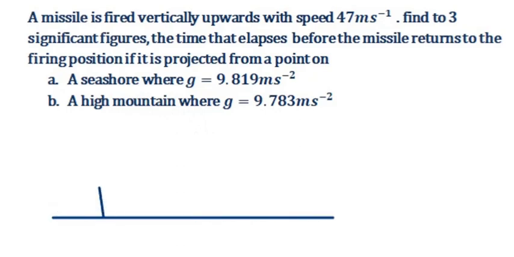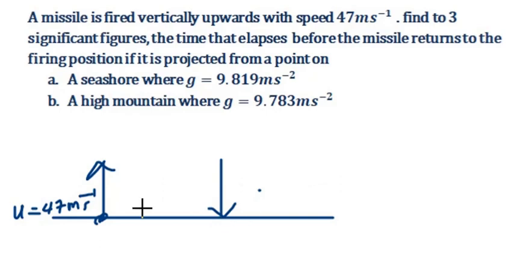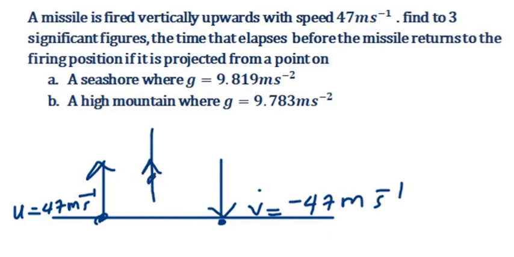So we're going to have a missile projected upwards. We expect it to come back at the same position. So it is projected from this point here. U is 47 meters per second. If this particle has to come back to this very point, then the final speed there will be negative 47 meters per second. Now, since it was projected upwards, the acceleration upwards is negative g.